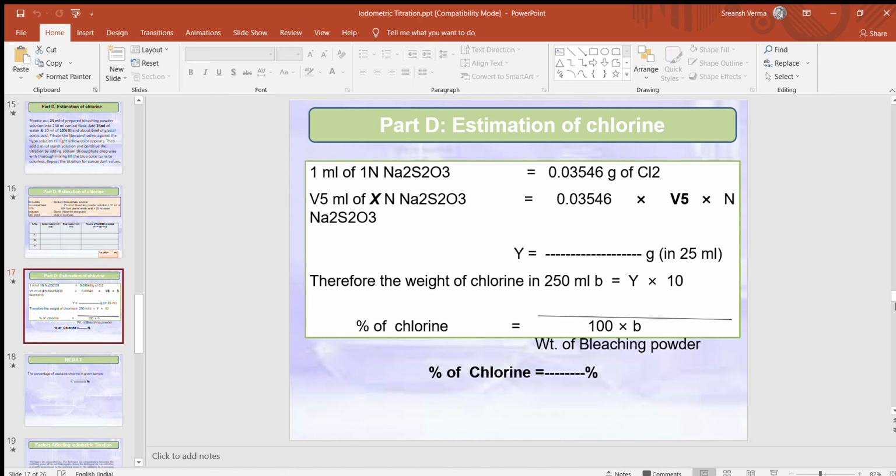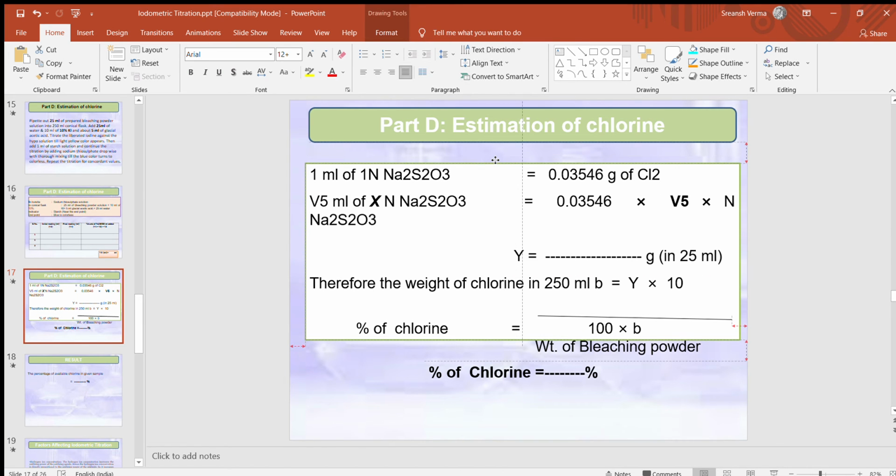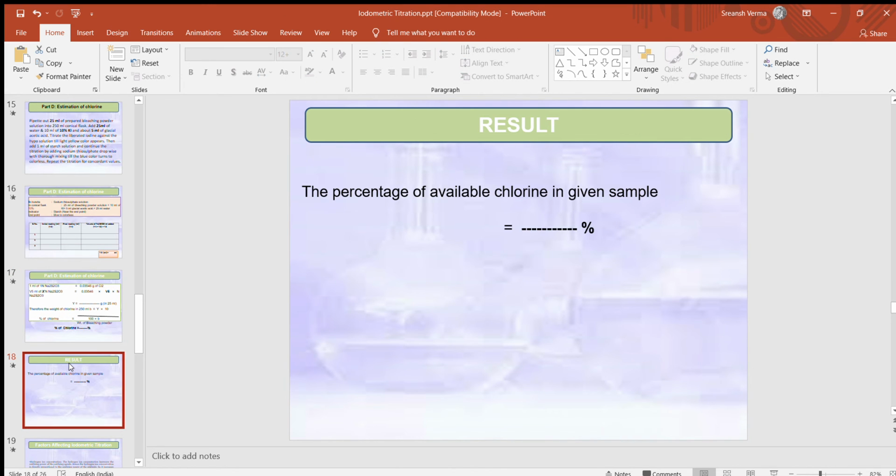Then you need to calculate the percentage of chlorine. This 100 multiplied by B will give you the percentage of chlorine. So that is how you are able to get the percentage of chlorine in the given bleaching powder solution. So finally, you are going to report the result, that is, what is the percentage of available chlorine present in the given sample of bleaching powder.